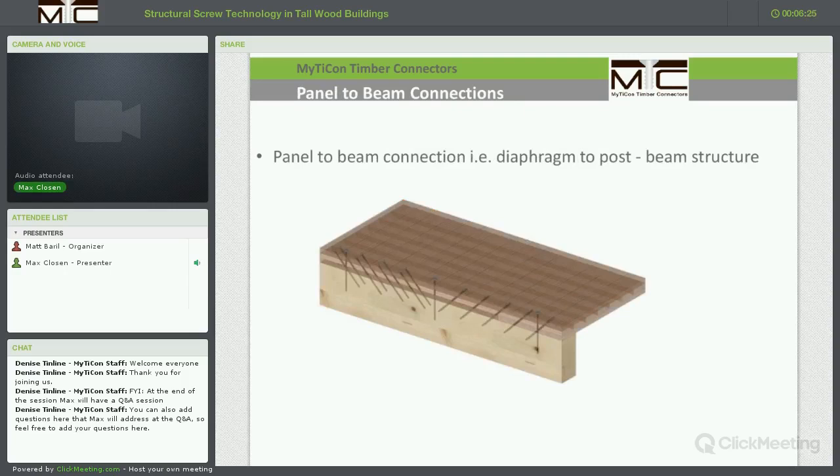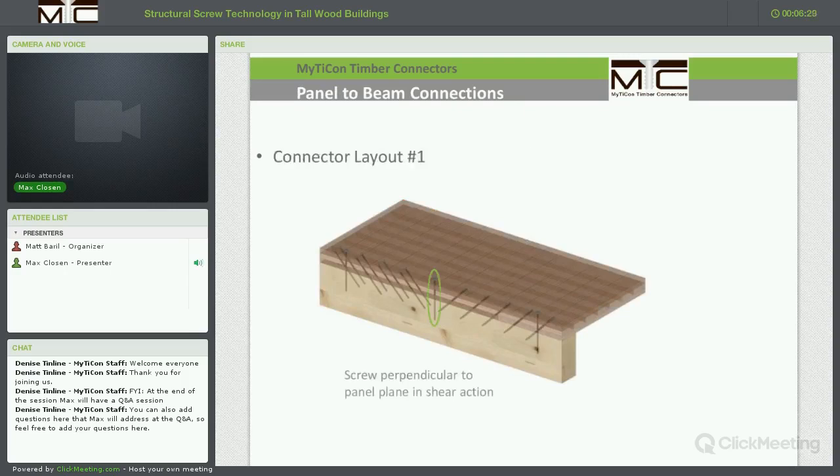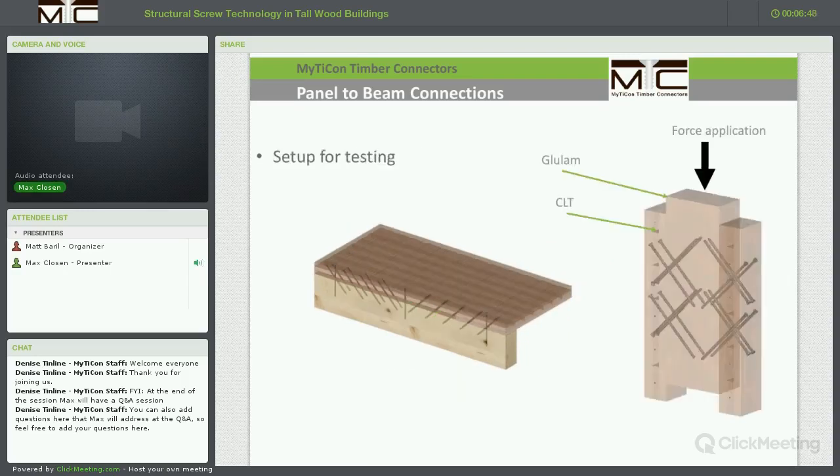So first, we will look at panel to beam connections, where we basically have a partially threaded screw driven in perpendicular to the face of the panel to give us a shear connection assembly. A second option would be to drive the fastener in at a 45-degree angle. This would be a fully threaded wood screw with much higher capacities and much higher stiffnesses, which we will be seeing in some of the test data later.